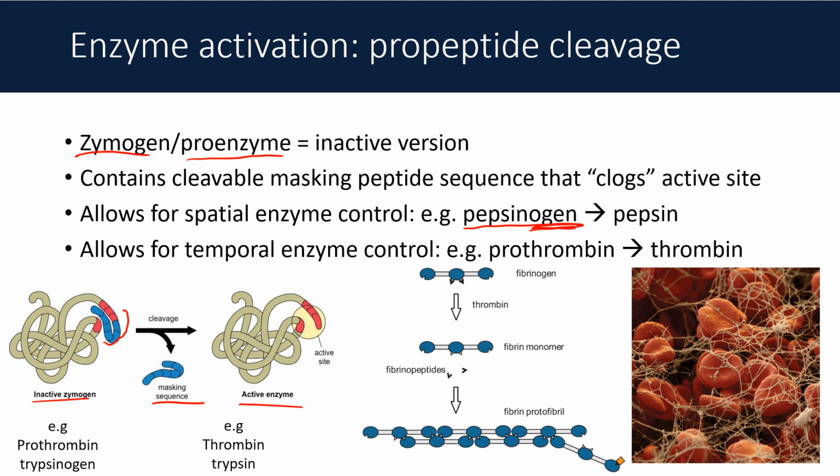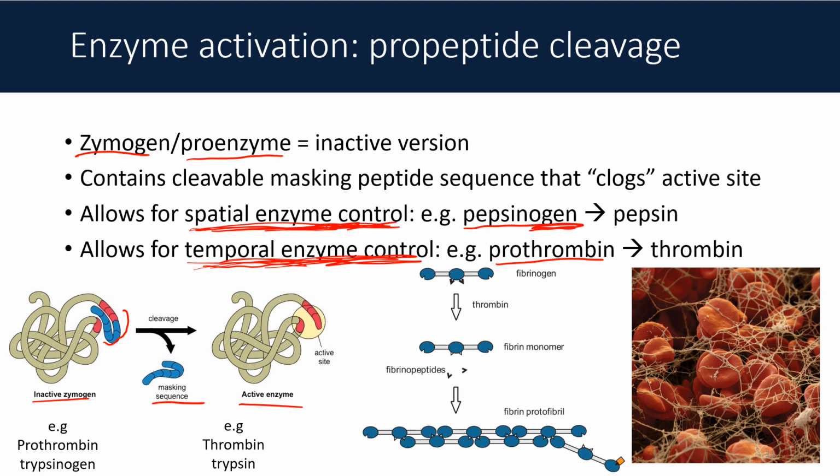This is a great example of how propeptides allow us to have spatial enzyme control. It ensures that pepsinogen is inactive inside the chief cell, but active inside the stomach's gastric juice. Inactive here, active there. This strategy of propeptide cleavage for activating enzymes also allows us to have temporal control over an enzyme's activity. And the best example of that is prothrombin.